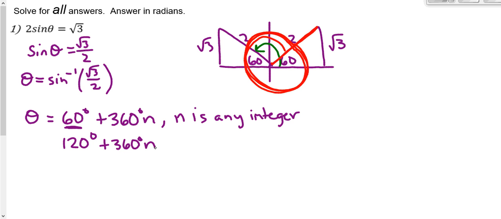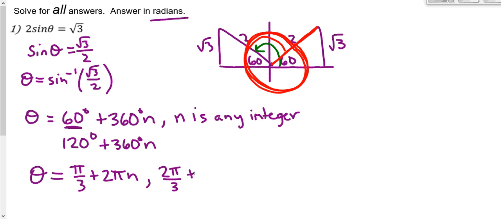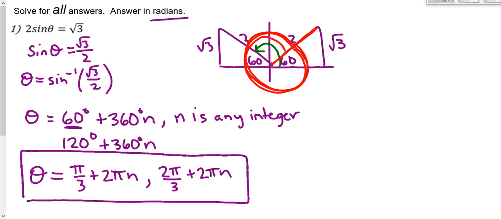Now we're supposed to answer in radians, so let's go ahead and just convert those to radians. So we have 60 degrees is pi over 3, and then 360 degrees is 2 pi. So we would have pi over 3 plus 2 pi n, and we would have 120 would be 2 pi over 3 plus 2 pi n. And that is infinitely many answers plus infinitely many answers. Does that mean it's 2 times infinitely many answers? I guess so, but it's still infinitely many answers. So there's number 1. We're going to do 4 examples.